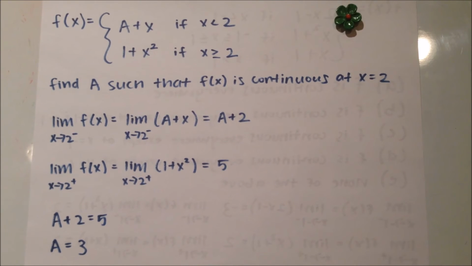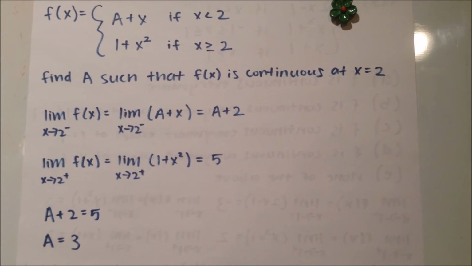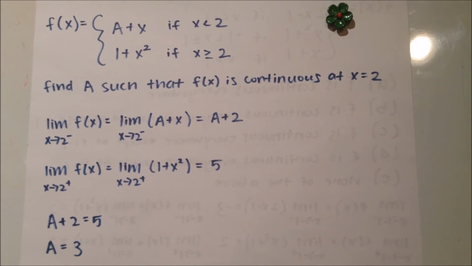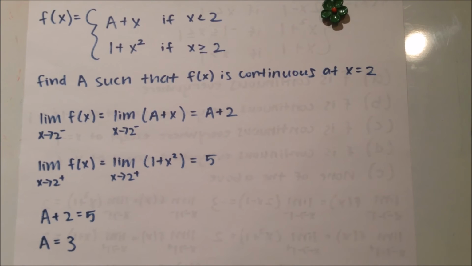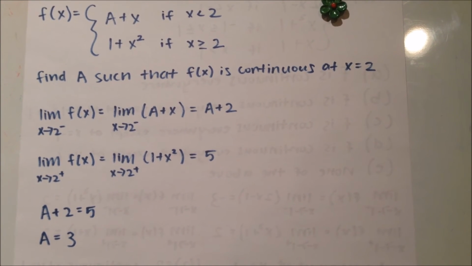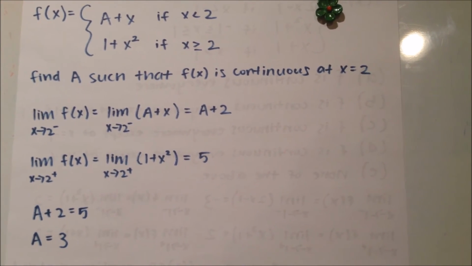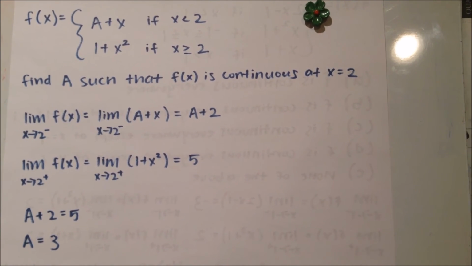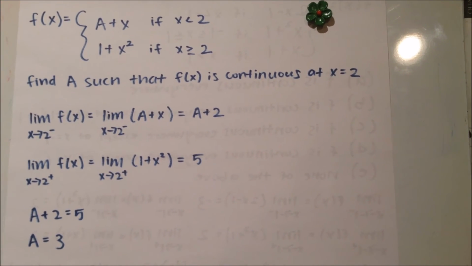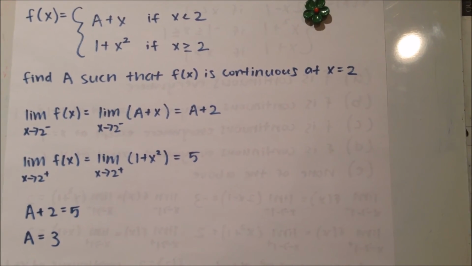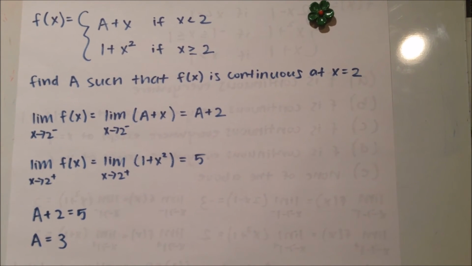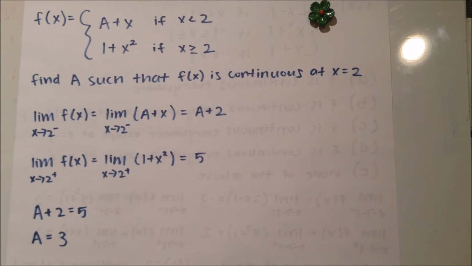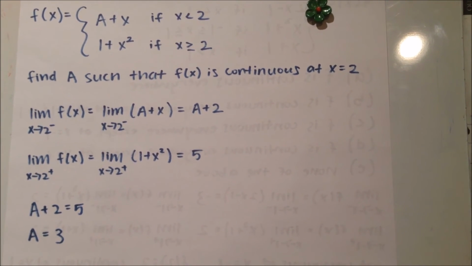So for the fourth example problem, we want to find a such that f of x is continuous at x equals 2. First we find the limit of x approaching 2 from the left side of f of x, which is equal to the limit of x approaching 2 from the left side of a plus x, which is equal to a plus 2. And we do the same for the right side, and that equals 5. Then we set a plus 2 equal to 5 because a function is continuous when the limit exists, and the limit exists when the left side is equal to the right side. So we set a plus 2 equal to 5 and get a equals 3.